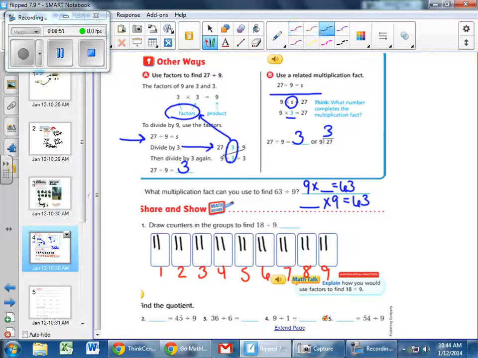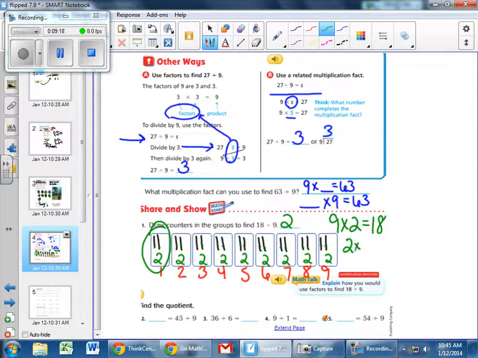and then go back and make sure. This one's kind of easy, you can see real fast. So then you know how much is in each group. Your groups are the same. 18 divided by 9 is 2. If you know your related math facts, you know that 9 times 2 equals 18, or 2 times 9 equals 18.